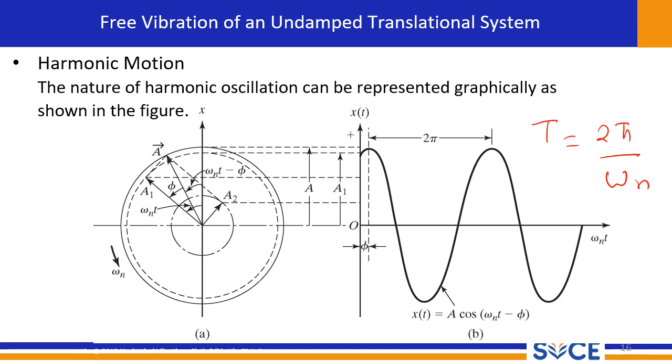You can see how the rotating vector in the circle diagram corresponds to the sine wave in the time domain. As the vector rotates, the circle diagram helps visualize the relationship between amplitude, phase, and frequency, while the sine wave shows how the displacement changes over time.